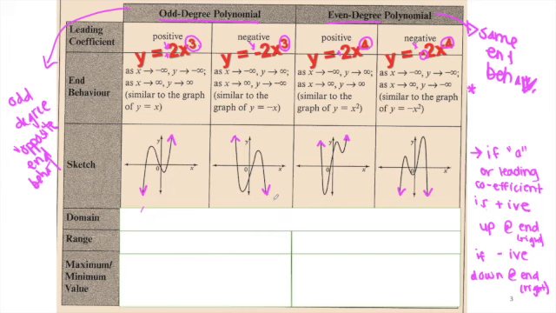So again, I'm going to say these things like 4,000 times throughout the next couple of lessons, and you'll get used to that. But these are things that you're going to have to memorize and remember for odd degree versus even degree, and leading coefficients positive or negative.